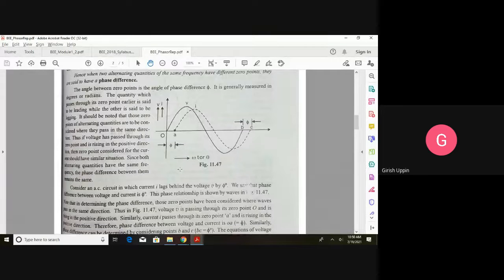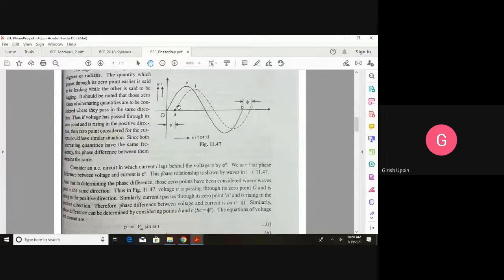Now, with this understanding, what is the meaning of this? We apply the voltage to a certain circuit, and immediately the current will not start. When the voltage reaches this value, let us say V1, that is when the current will slowly start. As the voltage increases, the current also increases, so it will follow the pattern. So this is the current, and this is the voltage. The phase difference between them is angle phi.